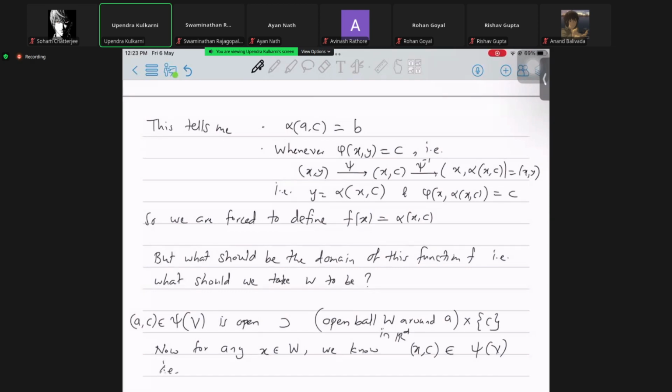That is, I'm just going to take the inverse, so psi inverse. That means I can apply psi inverse to that, right? So what happens when I apply psi inverse to that? I have the formula, no? That is (x, alpha of (x, c)) is in V. So what we said is that for every x in W, I have this function alpha of (x, c) defined.